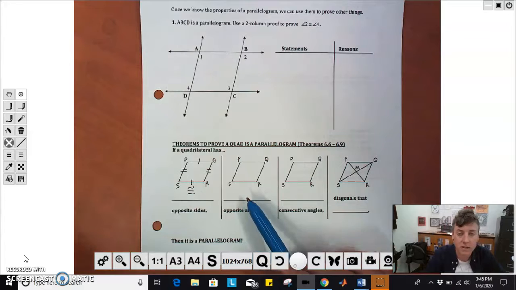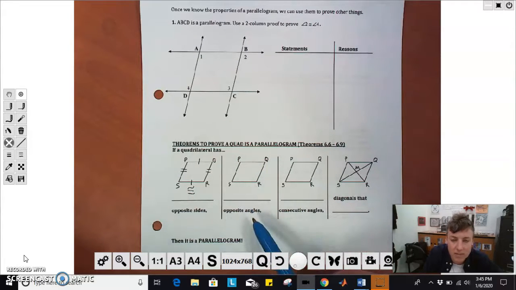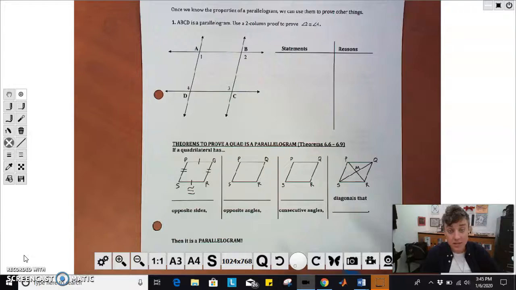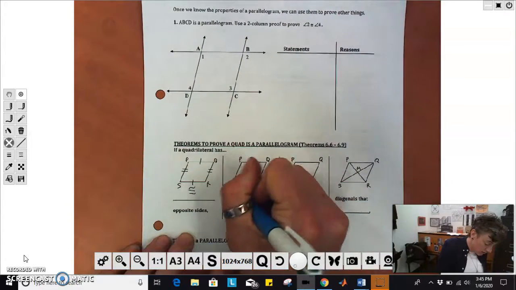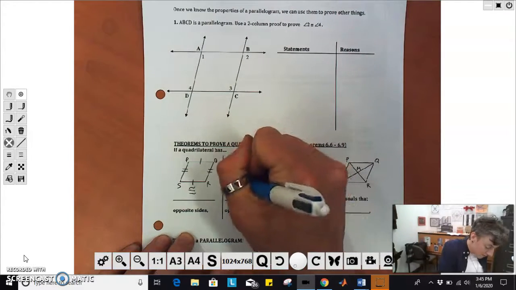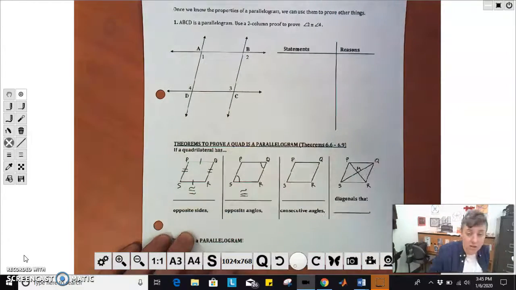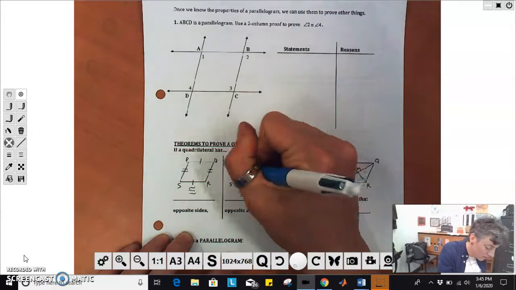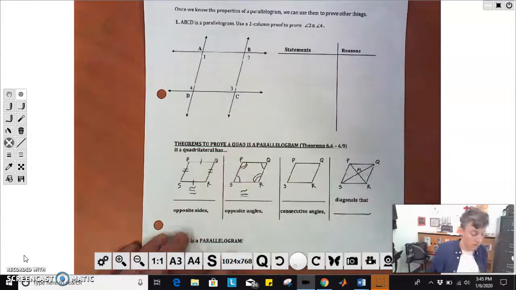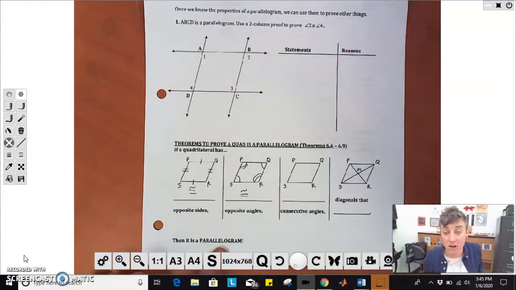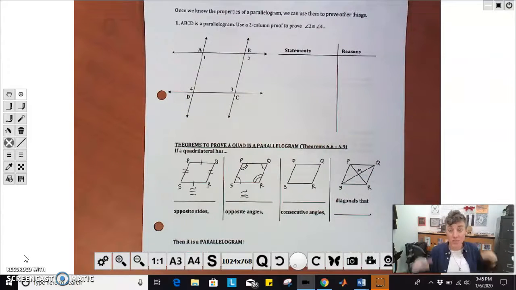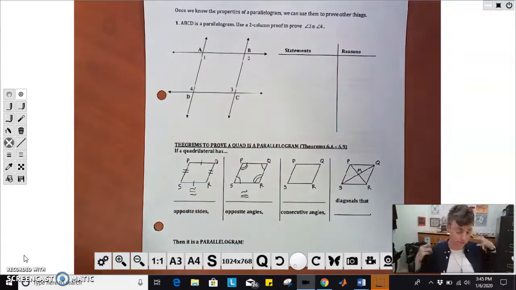Wow. All right. If a quadrilateral has, what do we know about the opposite sides? They're going to need to be congruent too. So if we know that S and Q are congruent, and we know that P and R are congruent, then we have a parallelogram. So then we know the sides were parallel too.